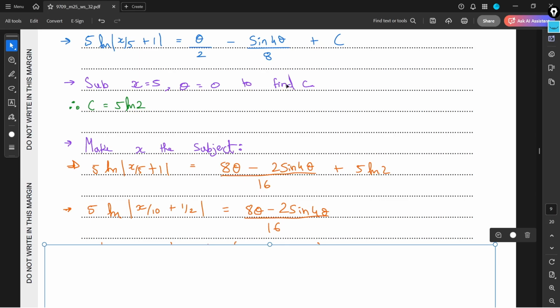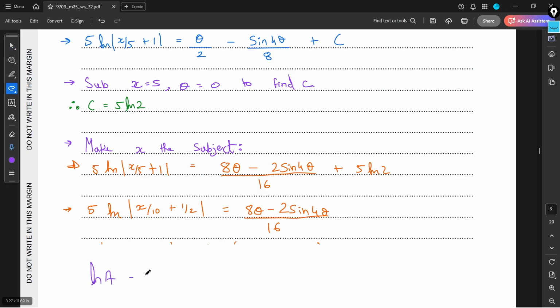So to start with, I'm just replacing my c with the 5 ln 2 and taking a common denominator for this step. You can see that I've multiplied this 8 with the theta and this 2 with the sine 4 theta so that the denominator becomes 16. After that, I'm taking my 5 ln 2 on the left hand side and then I'm using this rule of ln of a minus ln of b is going to be equal to ln of a by b. And then if there is a 5 which is constant, I can just take 5 as a common and it can be a constant outside this thing.